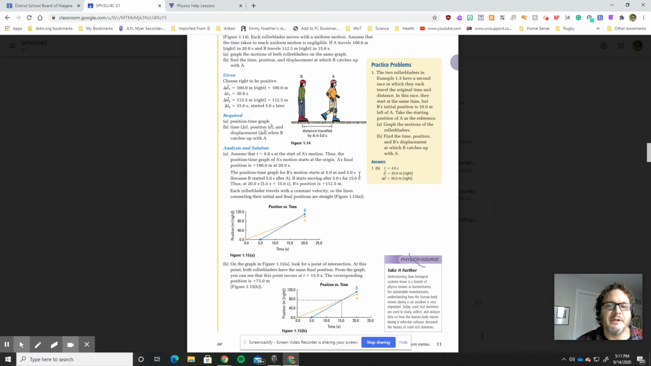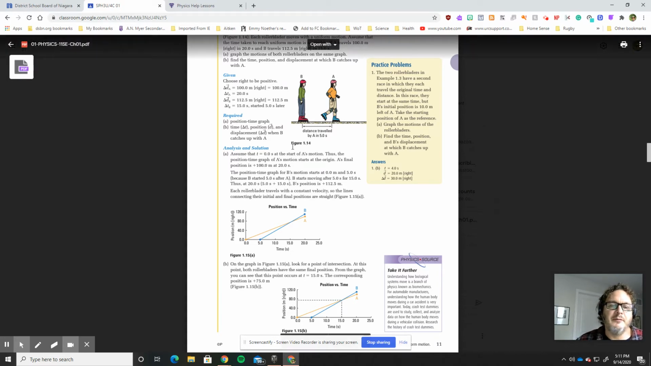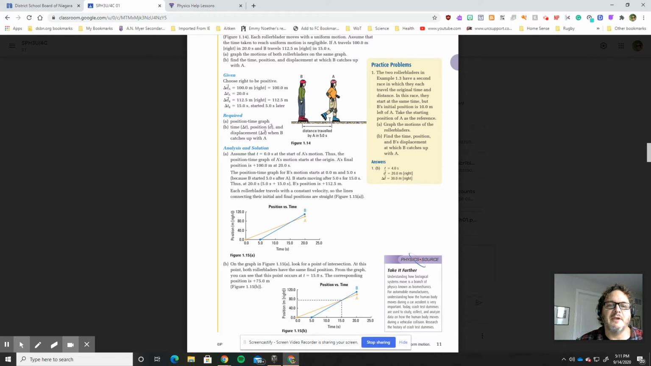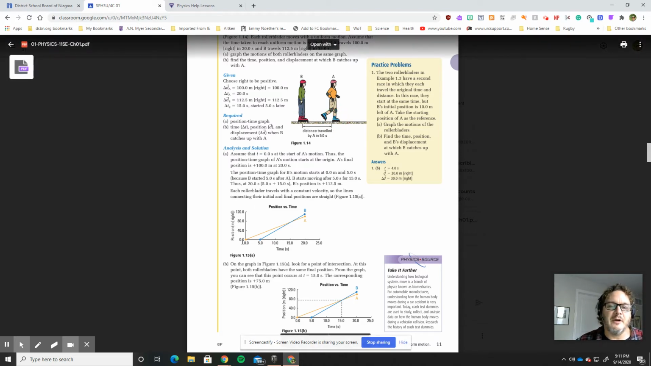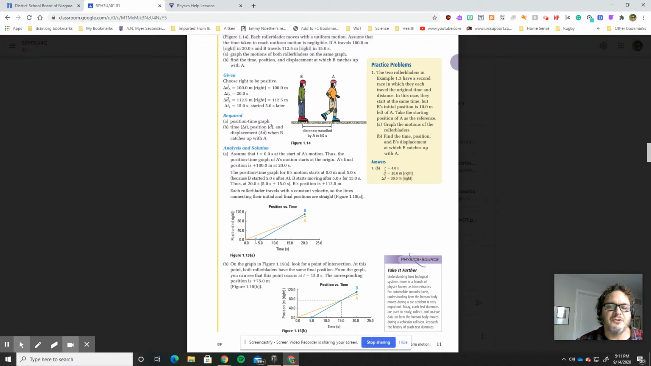This one's a little trickier. Here we have 2 roller skaters or inline skaters. Sorry, I'm old. We had roller skates. 2 inline skaters that start at the same position, right? They're both at 0 position. Anything on this line is 0 position.